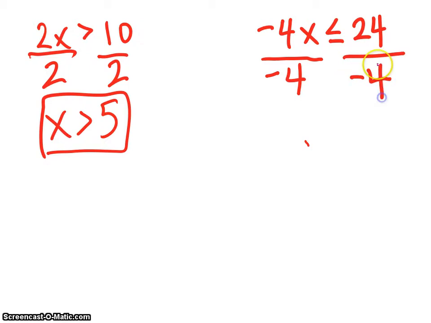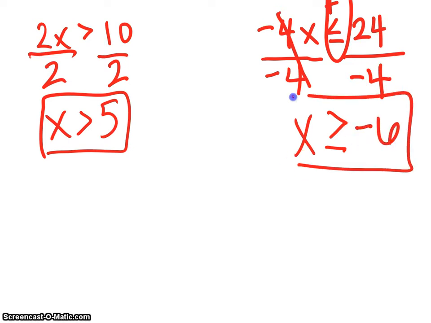Now the special rule we learned was that we have to divide this one by a -4. And what happens when you divide by a negative number? This sign is going to flip. Okay, so these -4's cancel, so I have x. My sign is going to flip, so instead of facing this way, I'm going to turn my mouth around with my equal sign underneath there, and 24 divided by -4 is going to give me a -6.